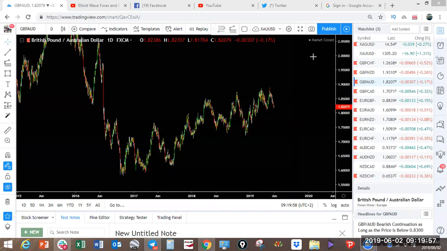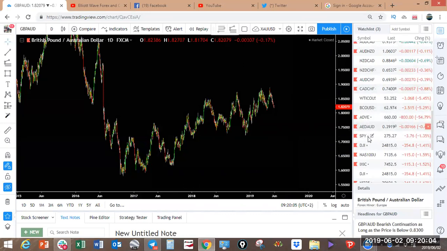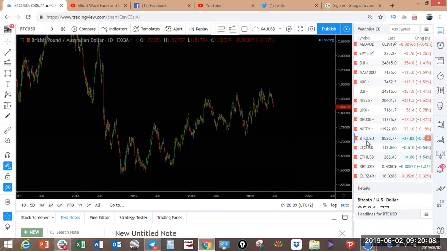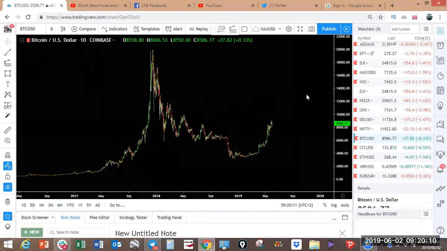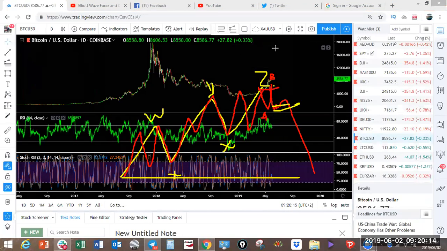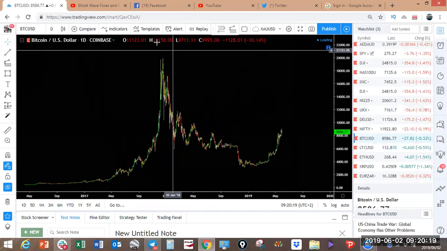Let's have a look here. Let's start with today's analysis. We'll start with the cryptocurrencies. We'll look at Bitcoin first. Okay, so Bitcoin, very simple structure. We've been looking at this for a while now. So this is Bitcoin, and this is on the daily.